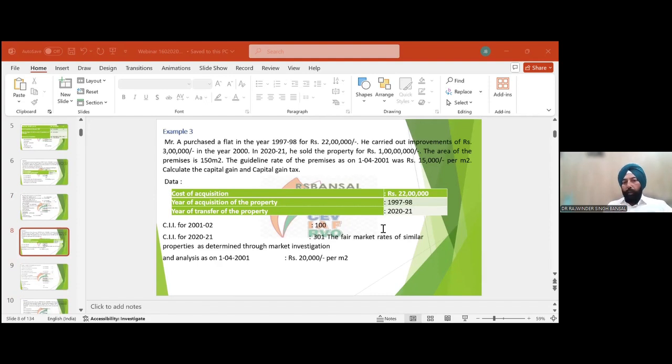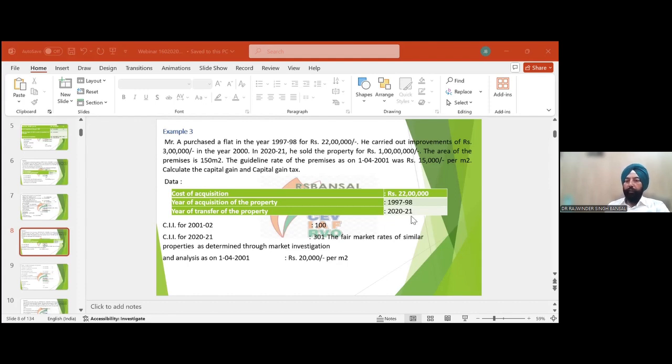Next, Mr. A purchased a flat in the year 97-98 for rupees 22 lakh. He carried out improvement of rupees 3 lakh in the year 2000. In the year 2021, he sold the property for rupees 1 crore. The area of the premises is 150 square meter. The guideline rate of the premises as on 1st April 2001 was rupees 15,000 per square meter. Calculate the capital gain and capital gain tax.